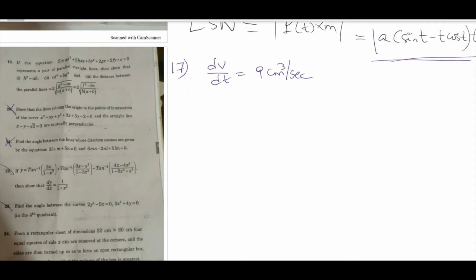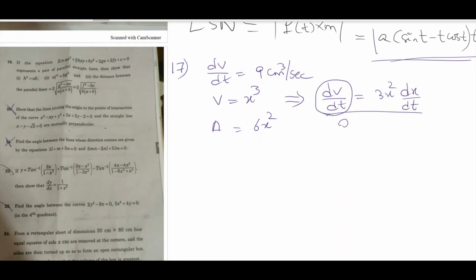We know that volume of cube equals x cube and the surface area equals 6 x square. Differentiating volume with respect to time, I get dV by dt equals 3x square into dx by dt. dV by dt is given as 9, that equals 3 into x square into dx by dt. So from here I can write that dx by dt equals 9 by 3x square.